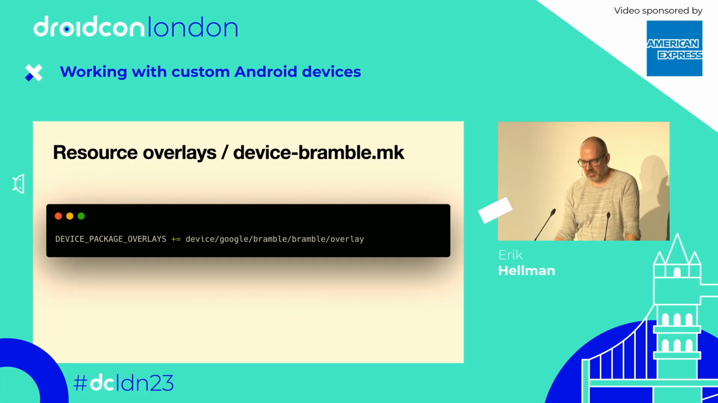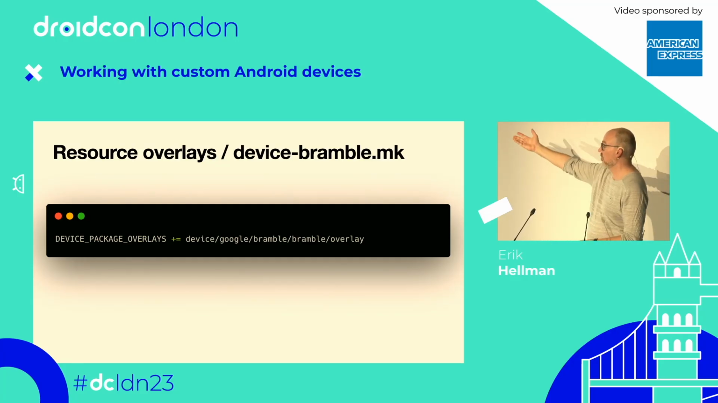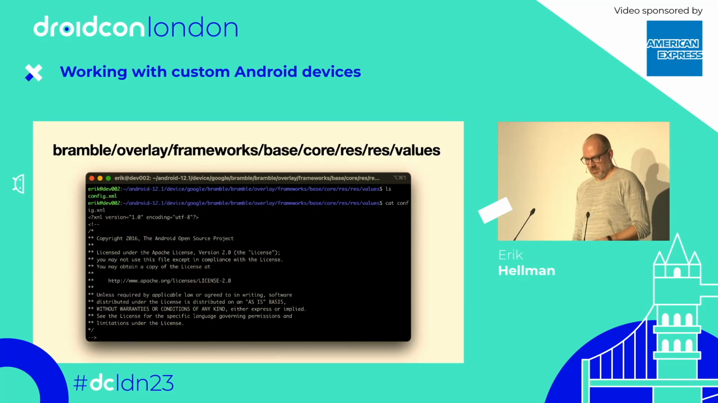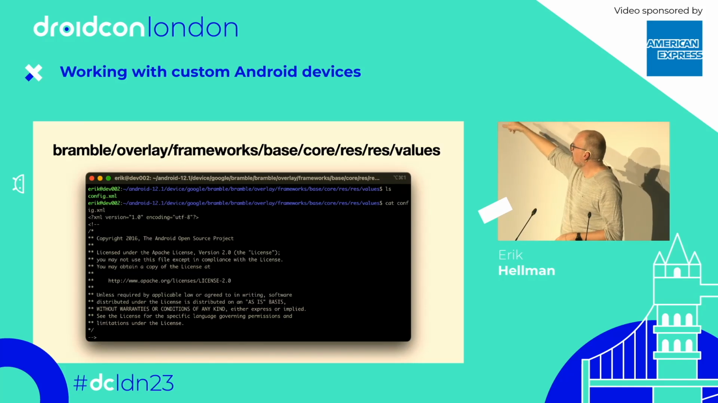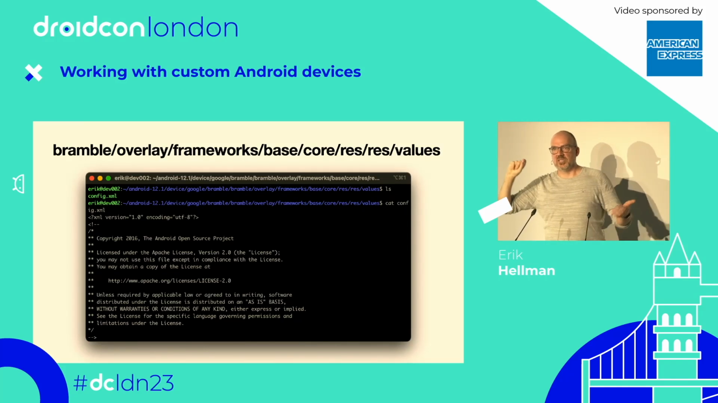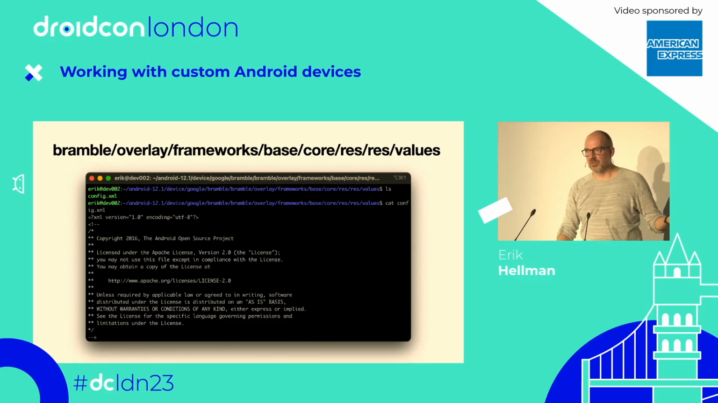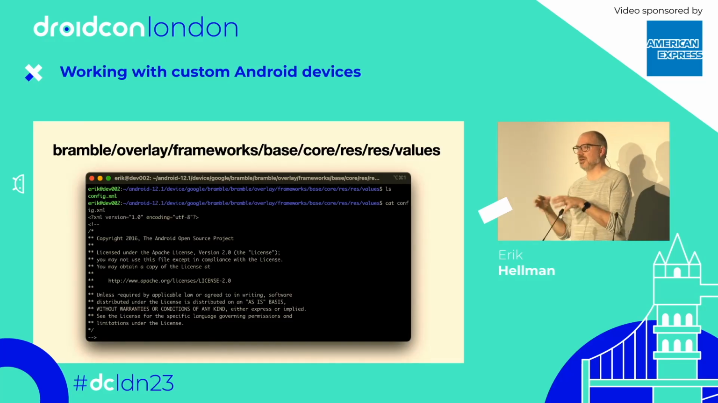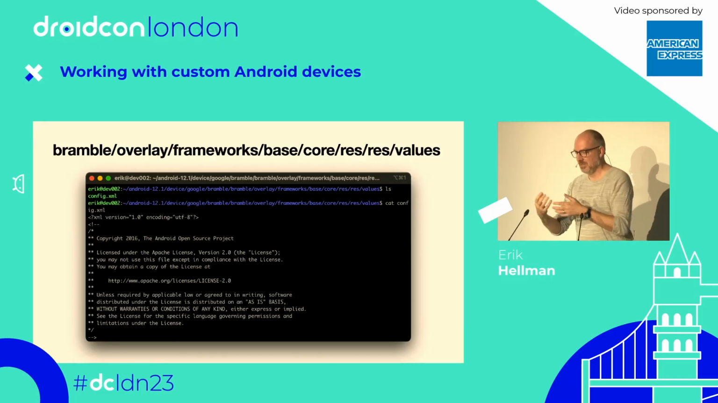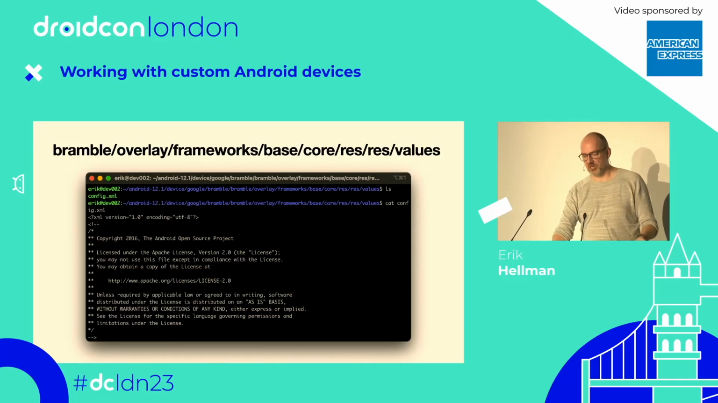Overlays are an important thing to know about. So there will be something like this that points to where the overlays for this device are. So you go into the overlay folder, and then you will find a config.xml, which is one of the common resource overlays. Any Android resource in the system, for all the system apps, can be overlaid in this method. But this one is for the framework.